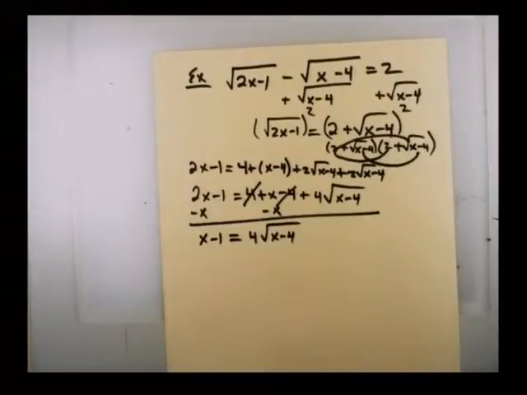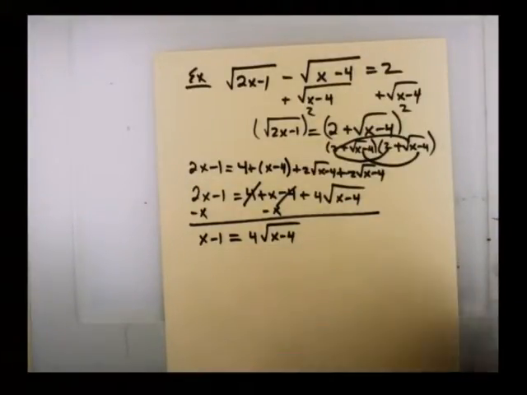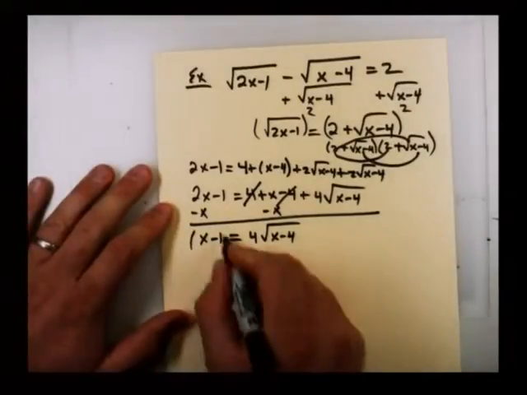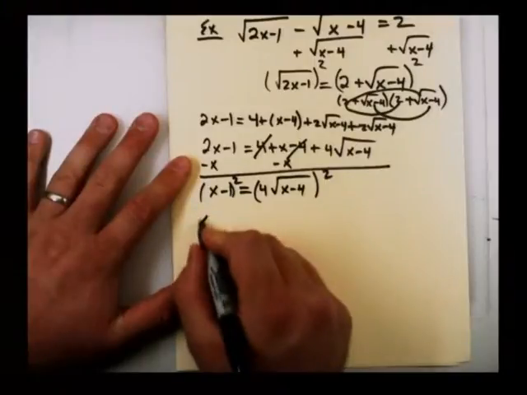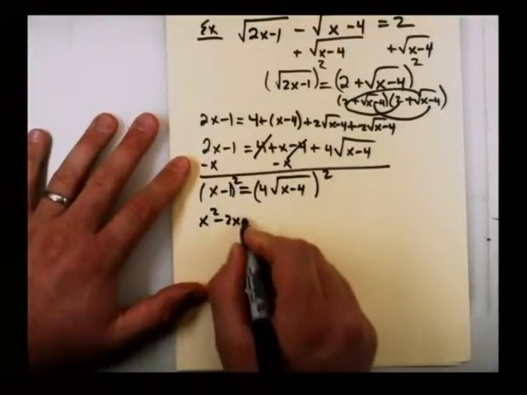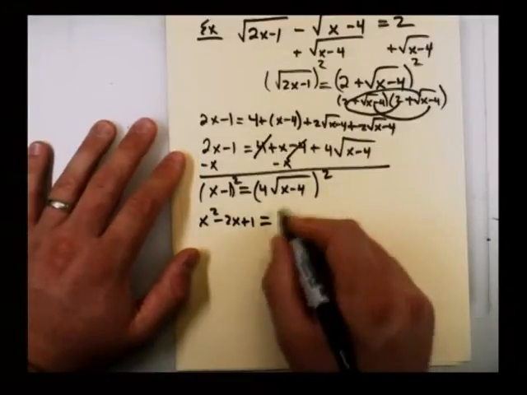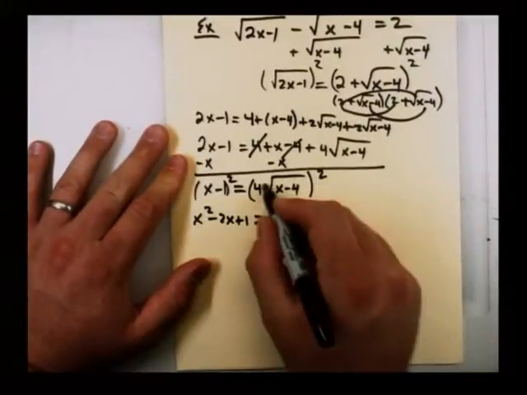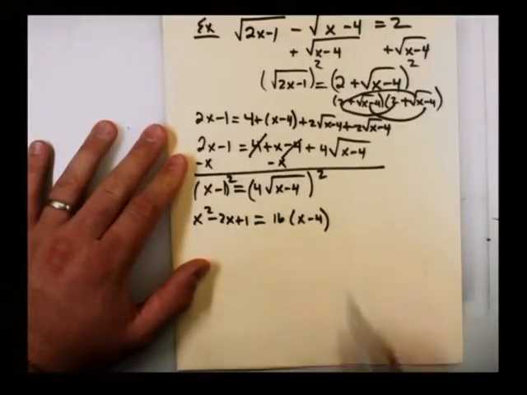Now this should look familiar. Now that we've whittled it down, this should look very much like the last problem we had. Square both sides is our next step. Left-hand side, x squared minus 2x plus 1. Right-hand side, don't forget to square the 4. That's where most people are going to make mistakes. Square that, 16. What's left inside? X minus 4.